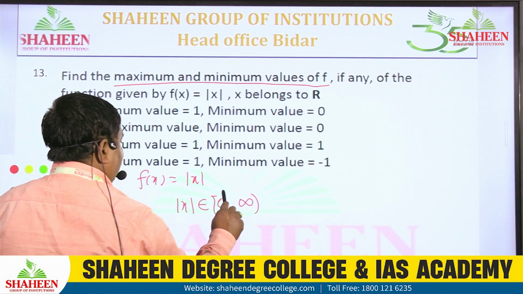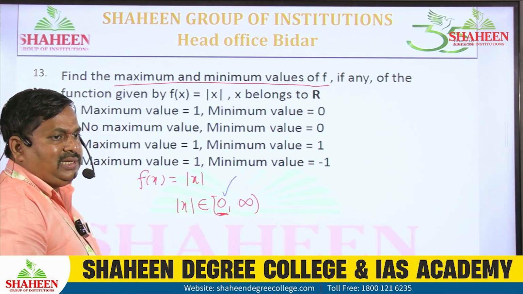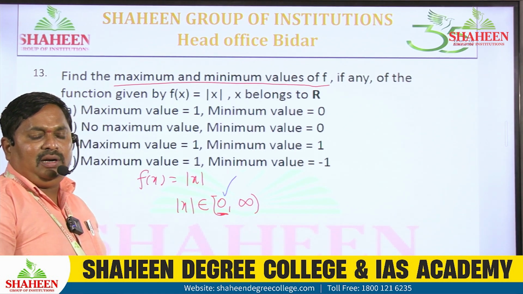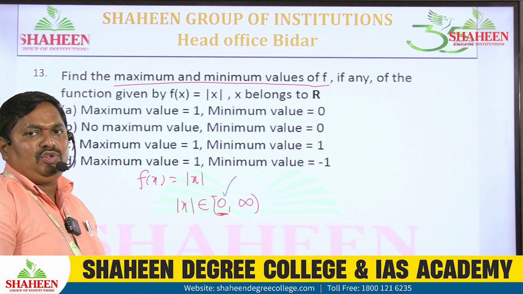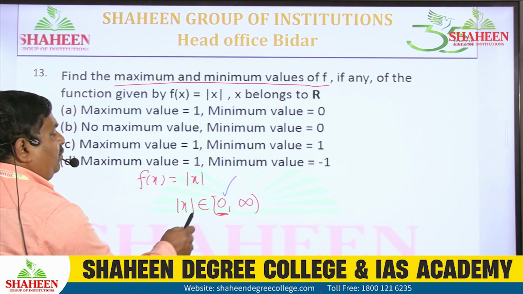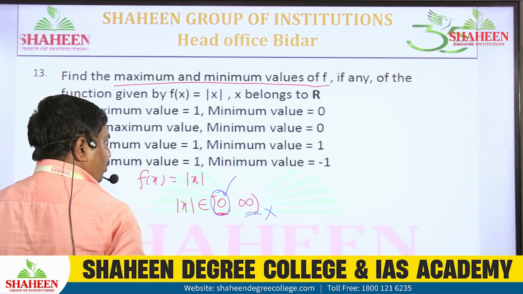What is the minimum value? 0. And maximum is infinity, but infinity is not an exact value, so we can't define that as the last number. So we can write here there is no maximum value. The minimum value is 0 and there is no maximum value.